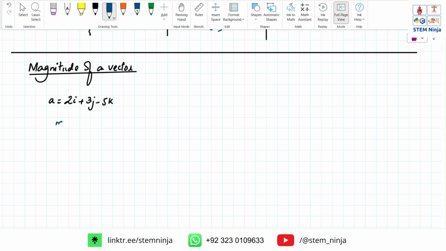Magnitude of a is written as mod a, modulus of a, or absolute value of a. If, for example, this was an AB vector, this would be written as mod AB.